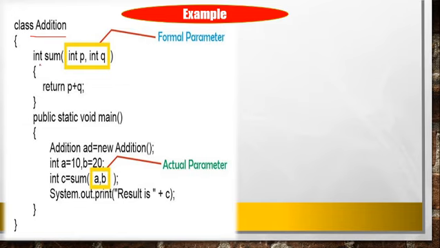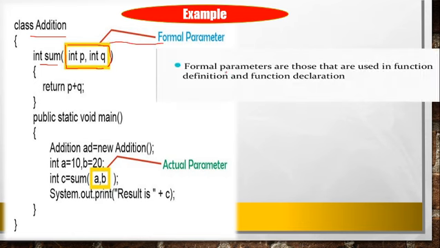Formal parameters at the time of declaration. Suppose I have declared a function int sum and I have given int p and q two parameters. So these are the formal parameters. Formal parameters are those that are used in the function definition and function declaration. So at the time of function declaration or the definition, I have given the parameter p and q, which is called formal parameters. Now it is returning p plus q.